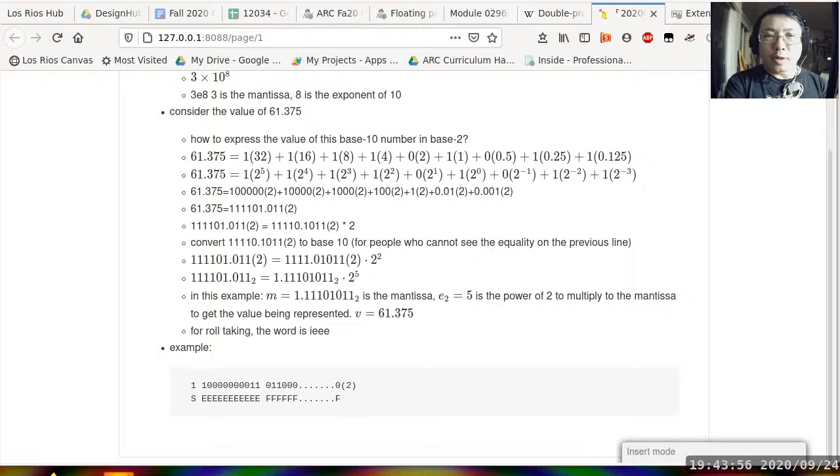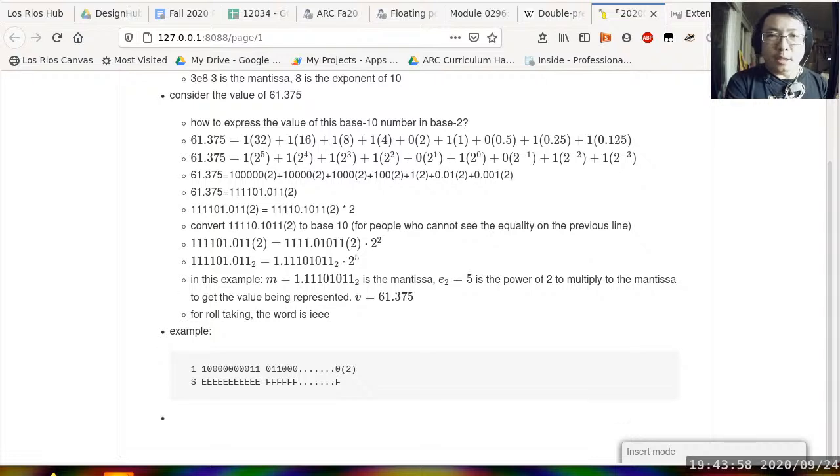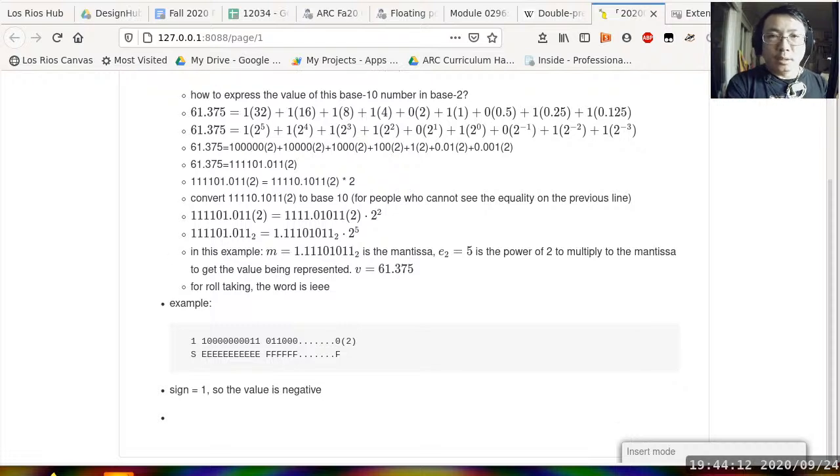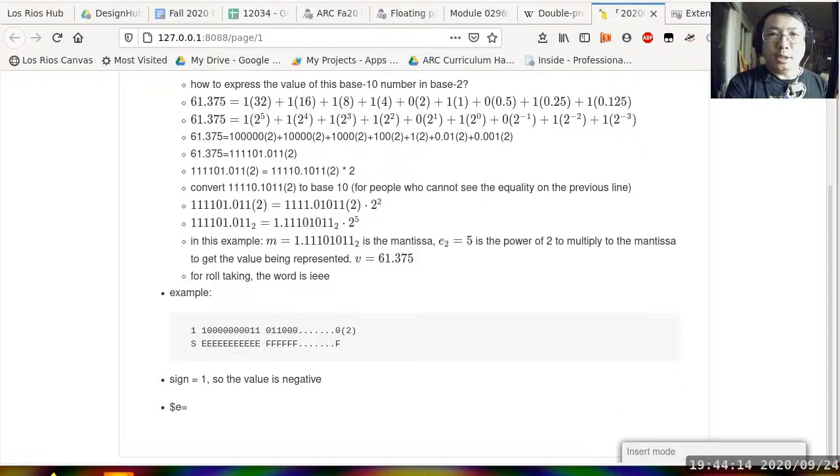So now we move on. Sign is a 1, so the value is negative. That's all it is saying. The sign bit is really just saying whether the value is negative or not. In this case, it is. So now we say E equals 1, 1, 2, 3, 4, 5, 1, 2, 3, 4, 5 in base 2.